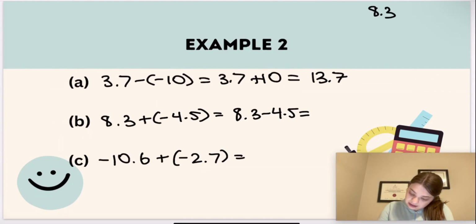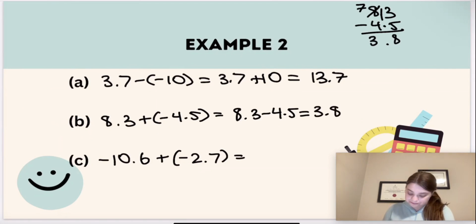So 8.3 minus 4.5, we're going to have to borrow from the 8, so cross out the 8, make it a 7. Then we have our 13 tenths. 13 minus 5 is 8, and 7 minus 4 is 3. So therefore the answer is 3.8. Next, we have -10.6 plus -2.7.